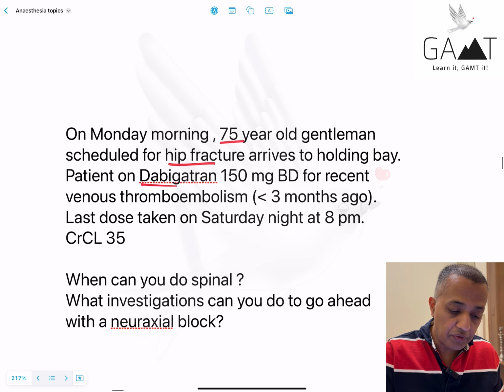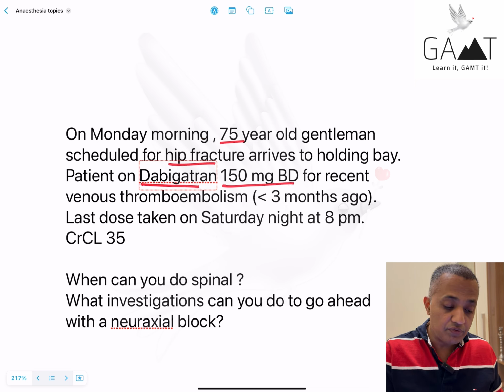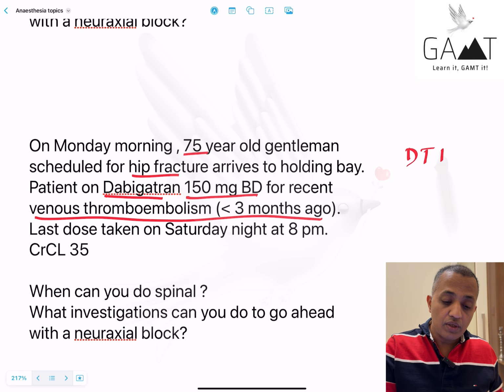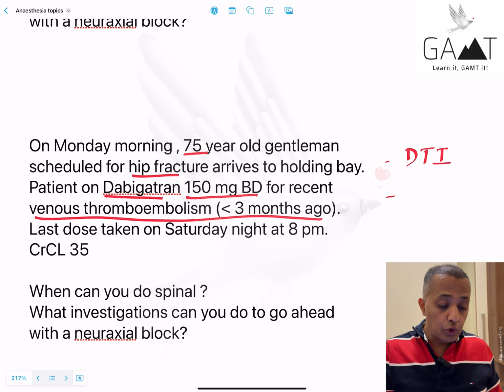Okay, so next example, on Monday morning again, a 74-year-old gentleman presenting with hip fracture in the holding bay, patient on dabigatran this time, 150 milligrams BD for recent venous thromboembolism less than 3 months ago. So what type of drug is the patient on? The patient is on a direct thrombin inhibitor. All right, dabigatran. What dose is it, high dose or low dose?